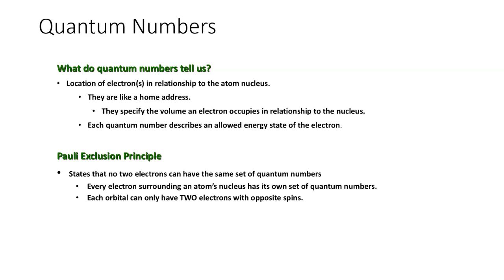One other thing to keep in mind as we discuss the quantum numbers that follow is the idea of the Pauli exclusion principle. This principle states that no two electrons can have the same set of four quantum numbers. Every electron surrounding an atom's nucleus has its own set. Each orbital surrounding the nucleus holds a maximum of 2 electrons. In order for those electrons to have a unique set of quantum numbers, they must have opposite spins. You'll see why that's important by the end of this video.